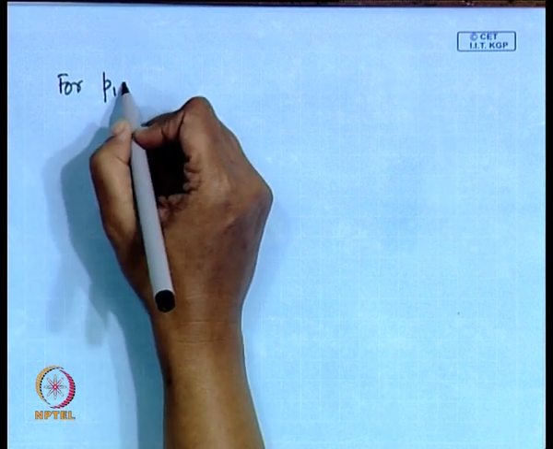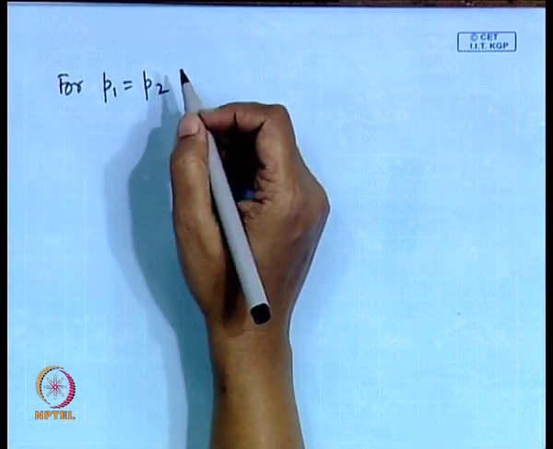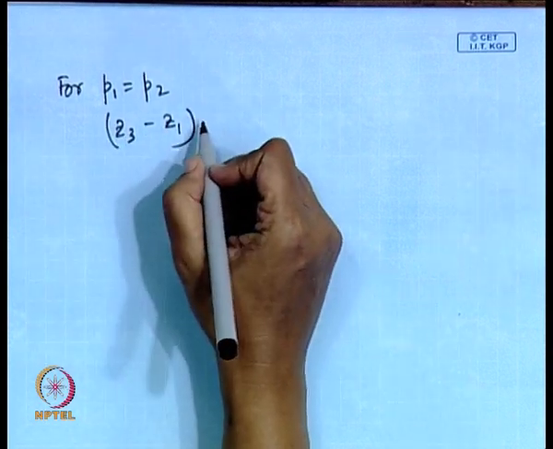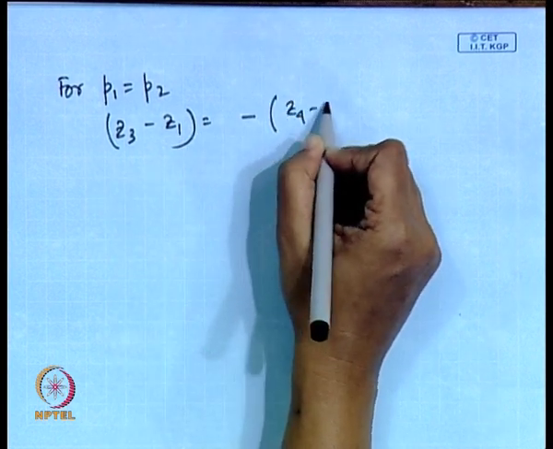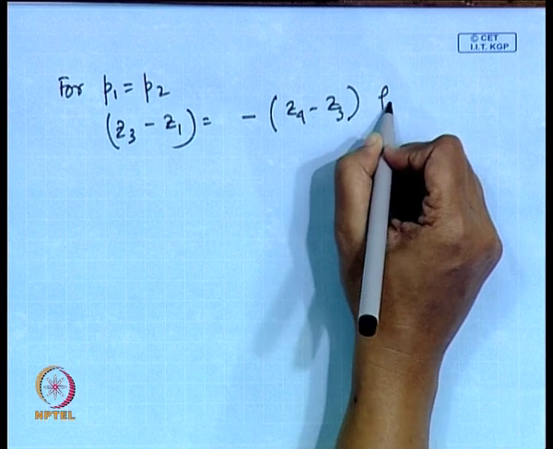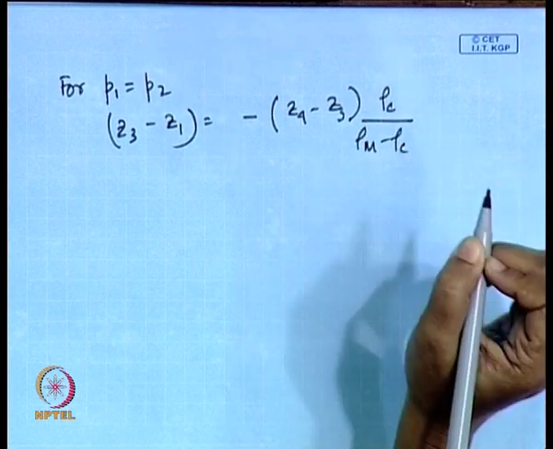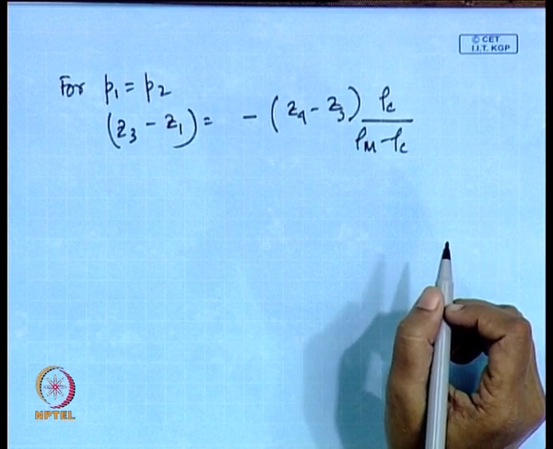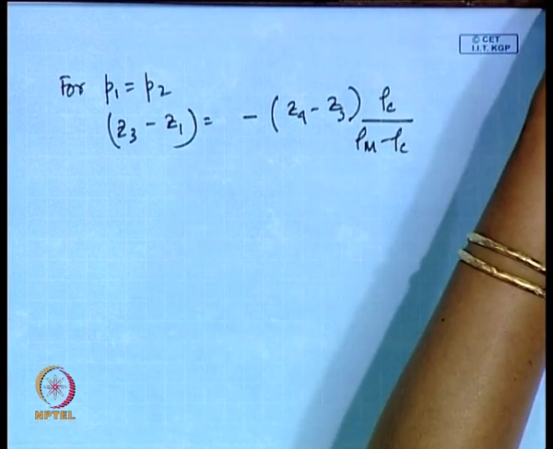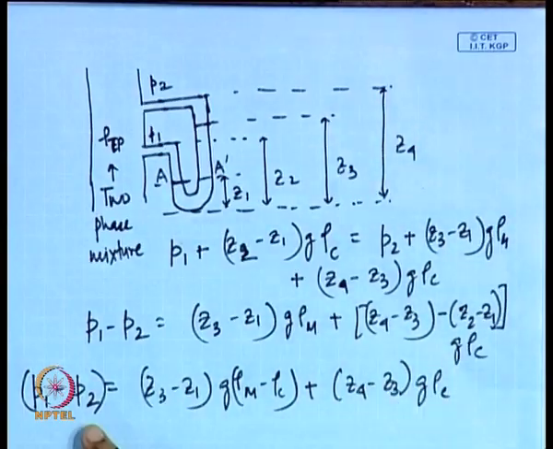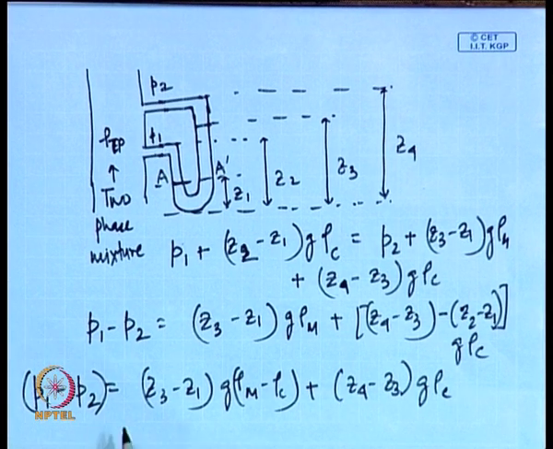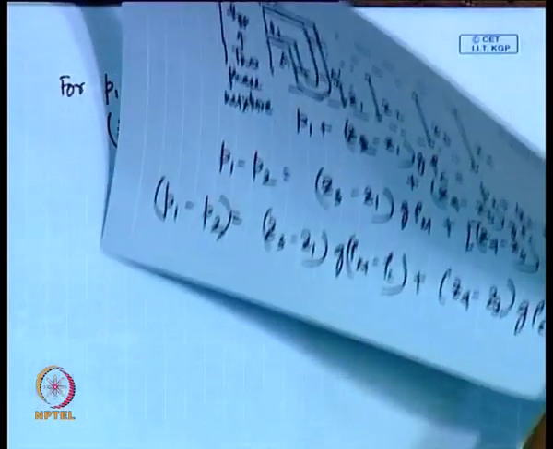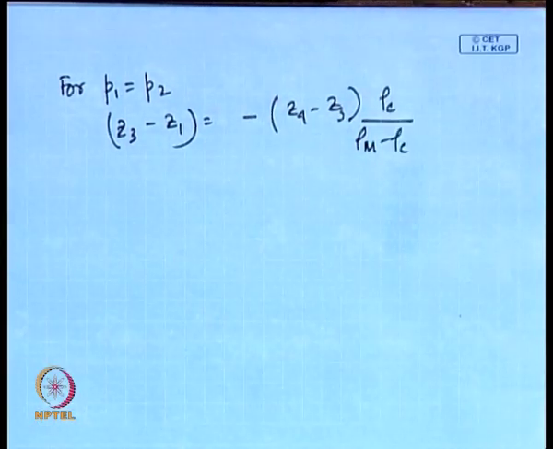Just do it and tell me, when P1 minus P2 equals 0, or when P1 equals P2, under that condition, what do you get? It is going to be Z3 minus Z1 equals minus of Z4 minus Z3 times rho C by rho M minus rho C. Or let's just check up, it is simply your mass balance, it is simply a force balance, nothing else.